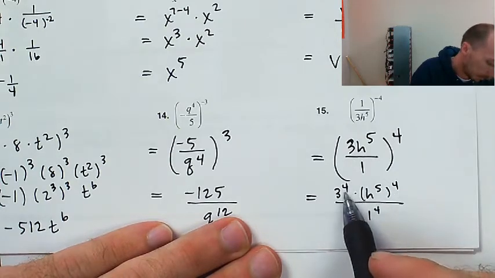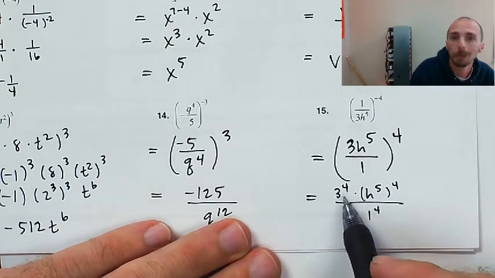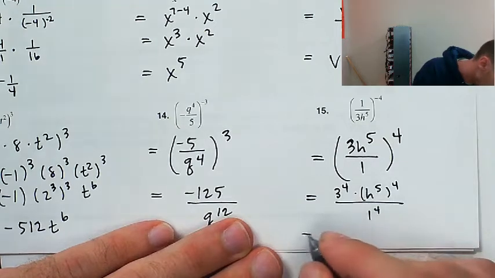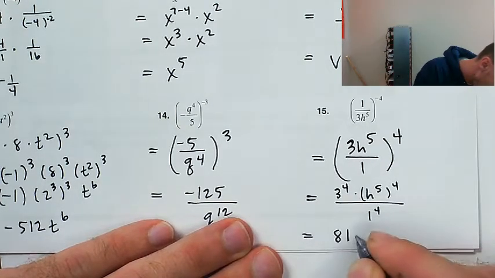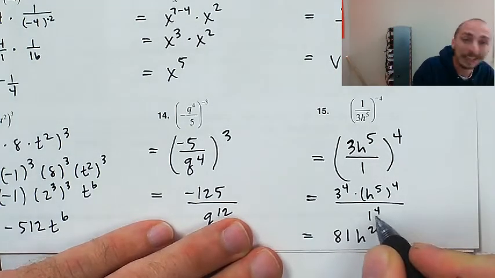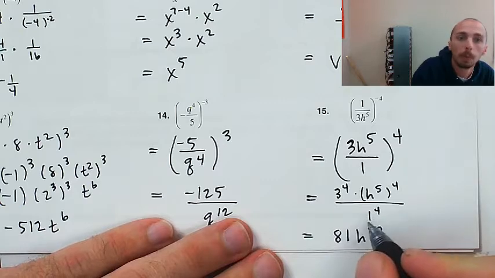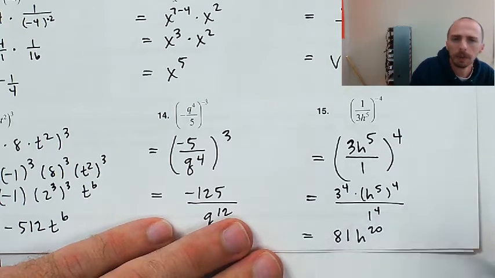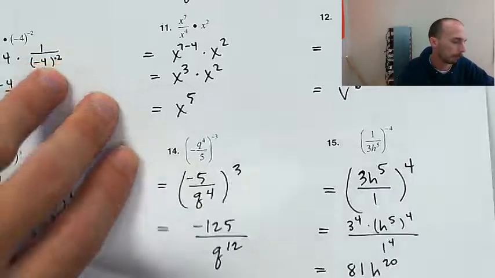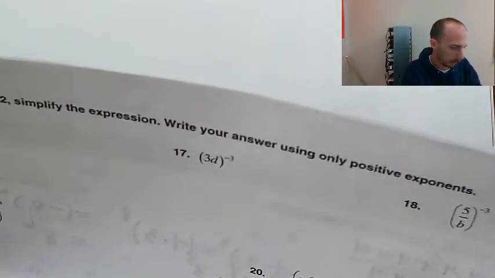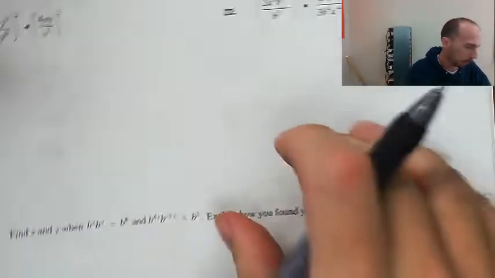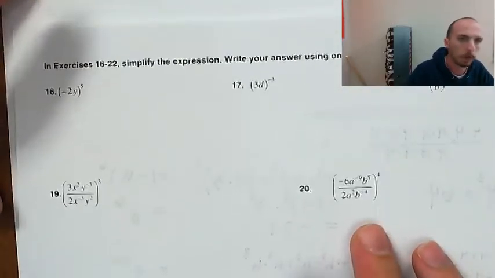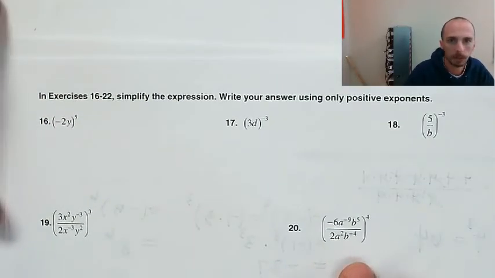3 to the 4 is 3 times 3 times 3 times 3, so it would be 9 times 9 is 81. So that's 81 h to the 20th power, because any power of 1 is going to be 1. Any real number power of 1 is going to be 1. And so we don't need to divide by 1. It's not doing anything. Right. So now we're going to simplify the expression and write our answer using only positive exponents. Okay, we can do that.